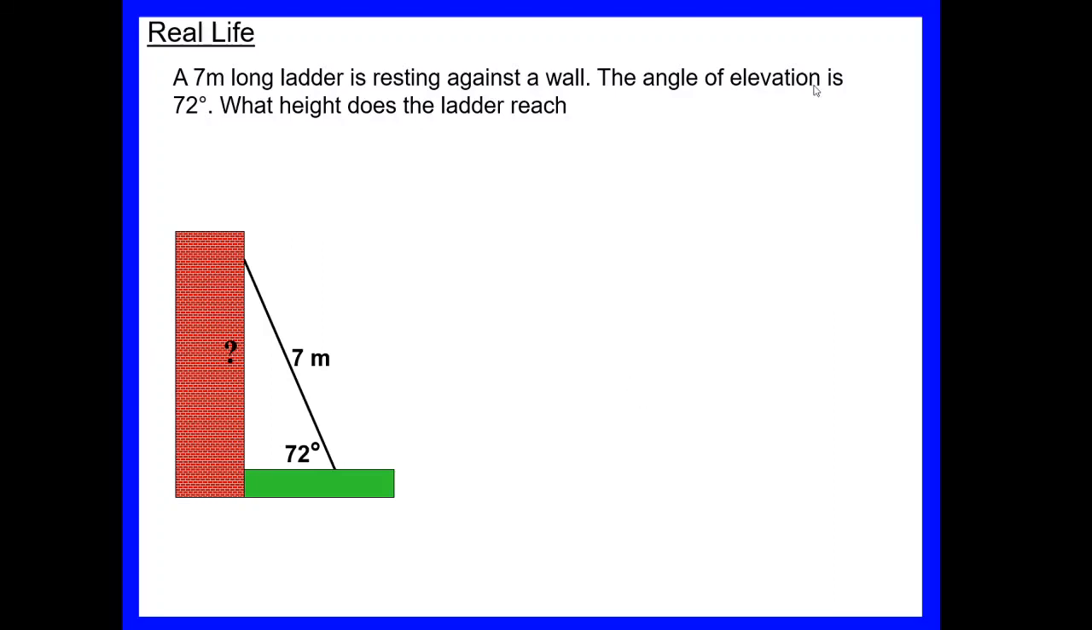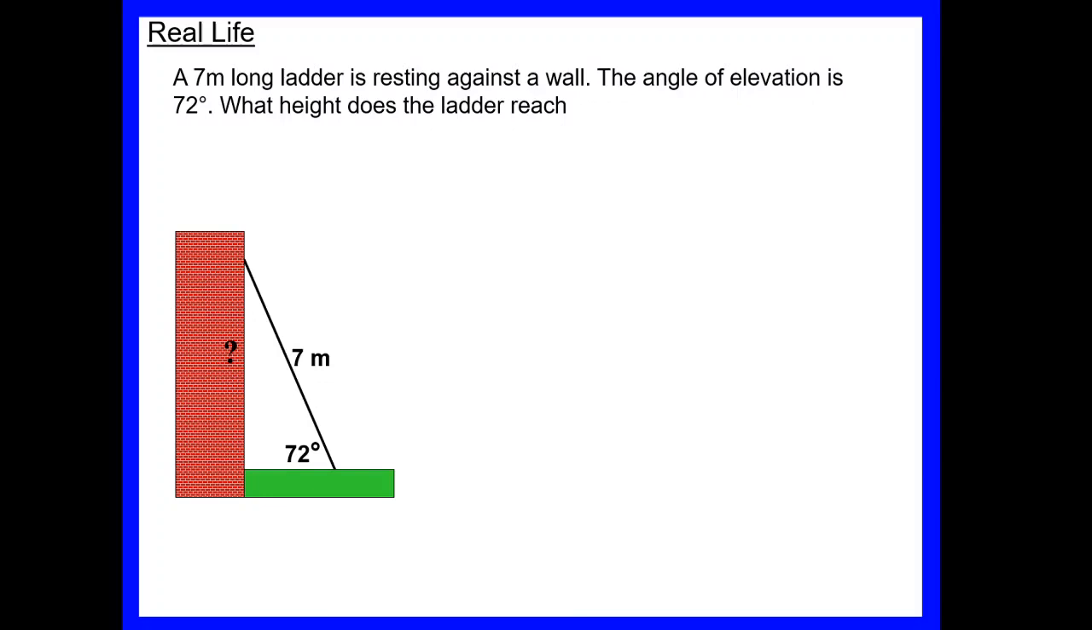Now when it says angle of elevation, that's important. Angle of elevation is from the ground upwards, okay? So we know it means this angle here and not these angles up here, okay? So angle of elevation is from the ground upwards. All right, so that's the one we've labelled 72 degrees.